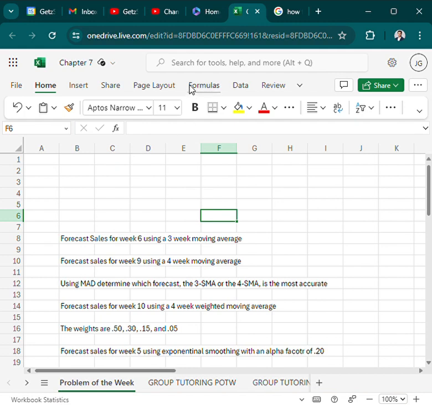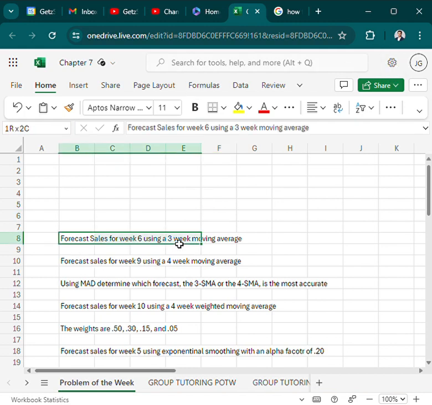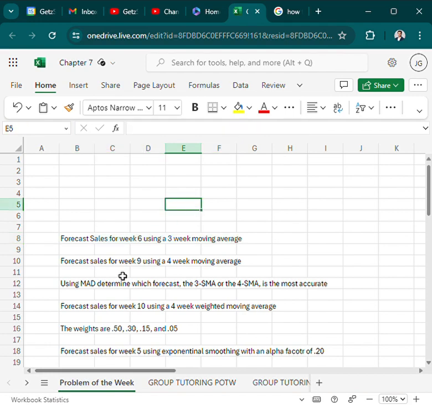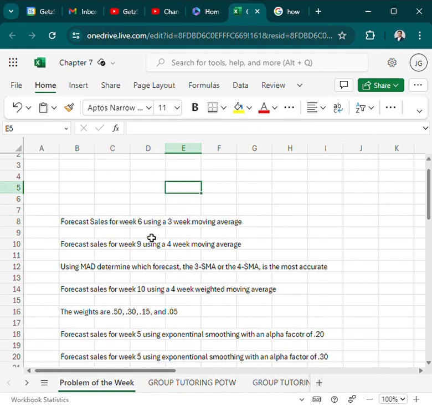Today I'm going to go over how to do a forecast of sales using mean absolute deviation along with simple moving average. We take a look at the first question here. They're asking us to forecast sales for week 6 using a 3-week moving average. So let's take a look at that.